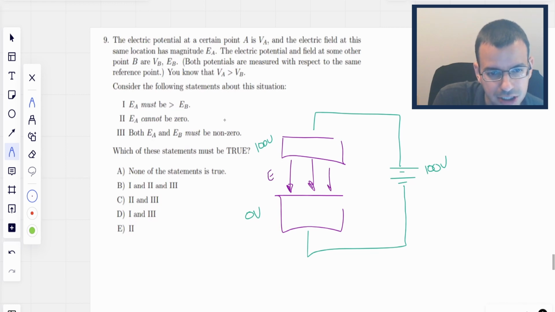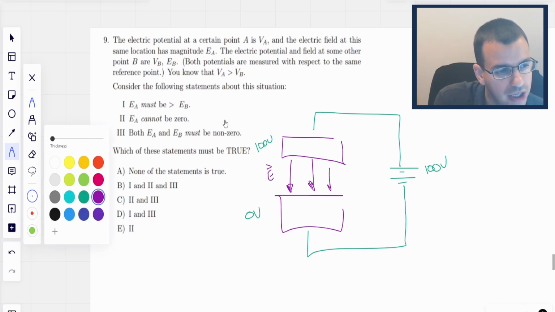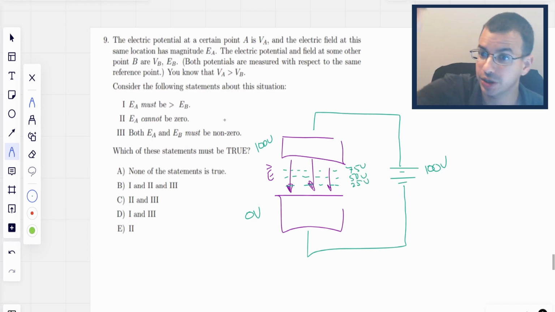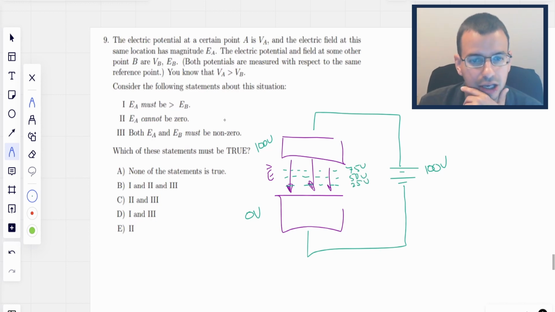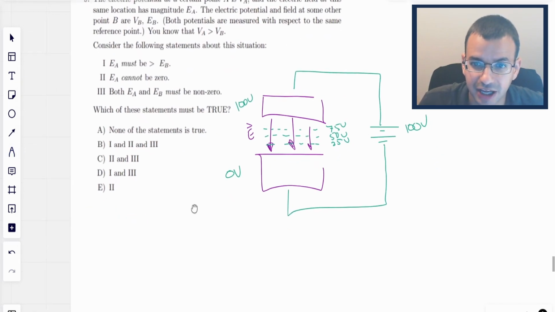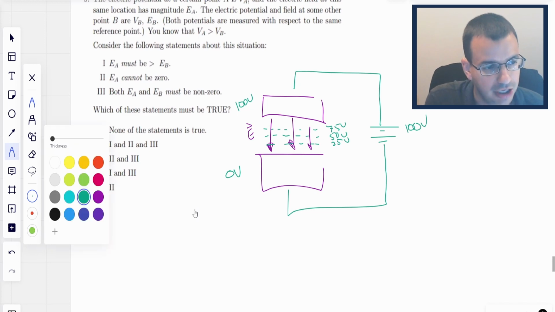This is particularly useful when you're trying to think of equal potential lines, and so it's like 75 volts, 50 volts, 25 volts going down. It's going to go down linearly. So basically, the closer you are to the 0 volt plate, the lower your potential is going to be. So this is really useful when you're talking about electric field lines and equal potential lines.